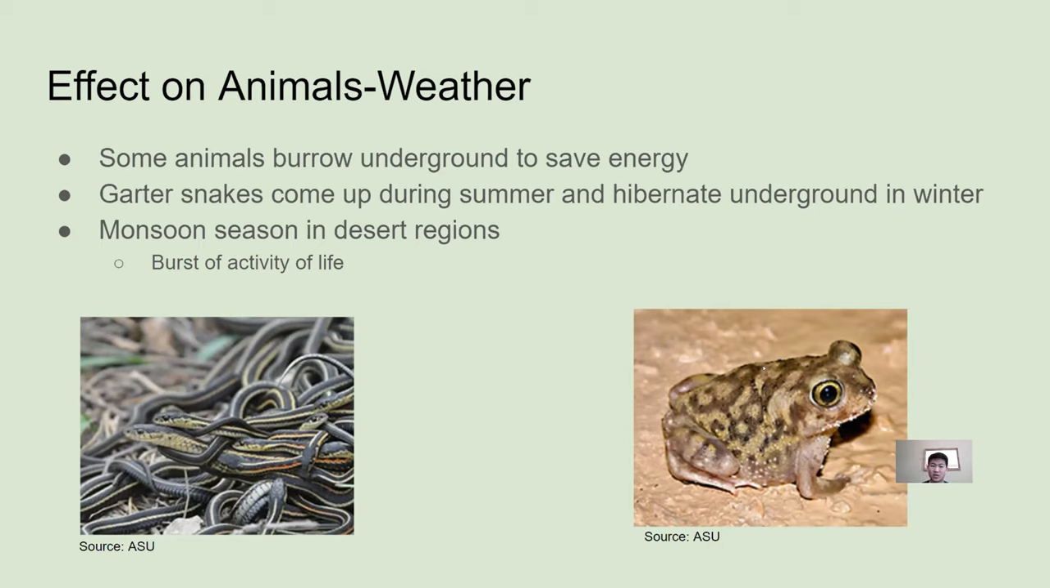And then also during the summer, if you didn't know, in a lot of Southeast Asian regions, like India or the Southern Pacific region, they have a monsoon season. So if you don't know what a monsoon is, it's kind of like a tropical hurricane, right? So it's kind of like a time where there's a lot of rain and a lot of wind. But basically, it's just a time where it's more humid, there's more water, and this allows desert regions to have a burst of activity and life.